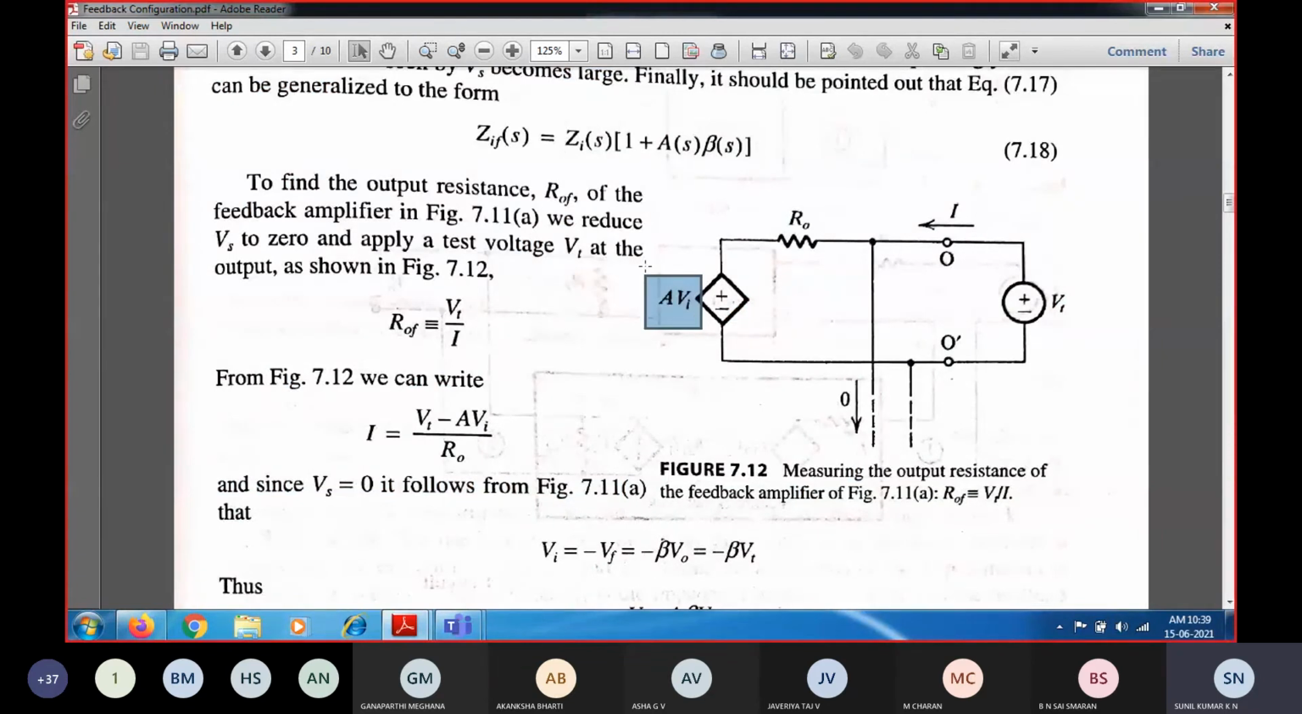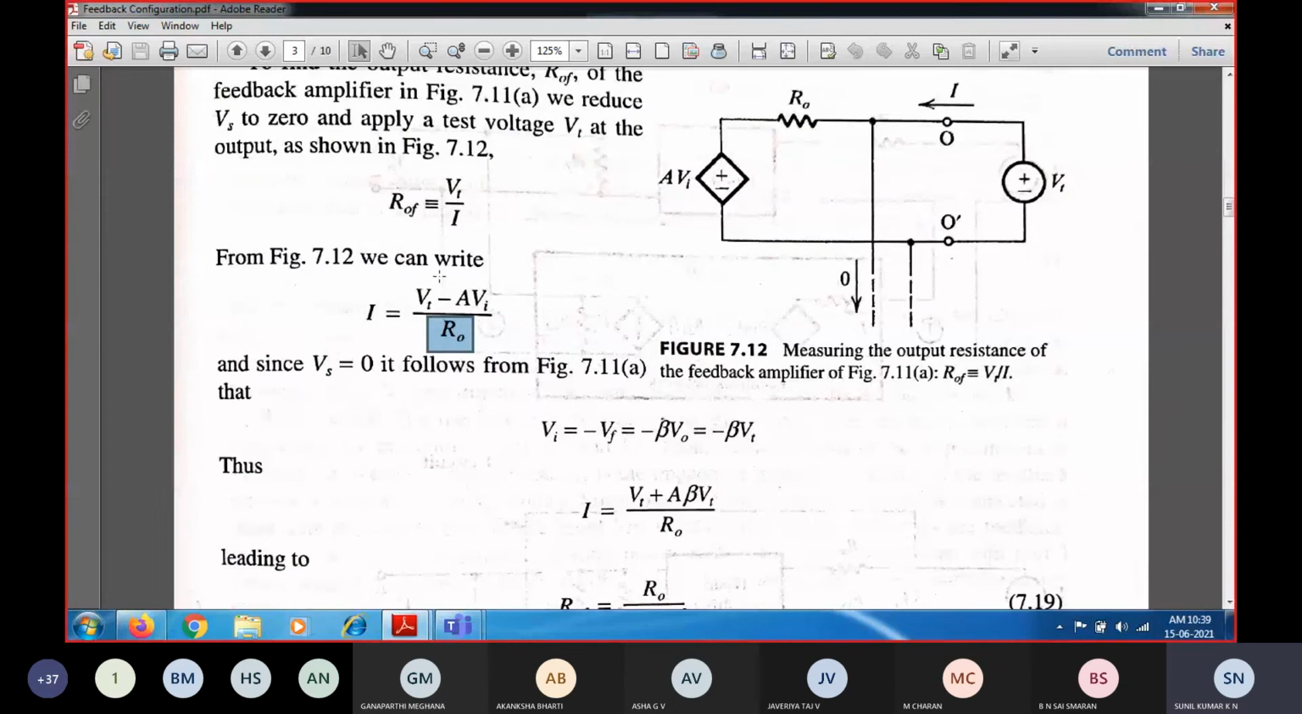So A times Vi will be across one node, and across this, Vt will be there. So I will be equal to Vt minus A times Vi. So I am going to write I is equal to V by R, where V is nothing but Vt minus A times Vi, and R is the output resistance R naught. So R naught I am going to retain as it is. Now we need to find out what A times Vi is.